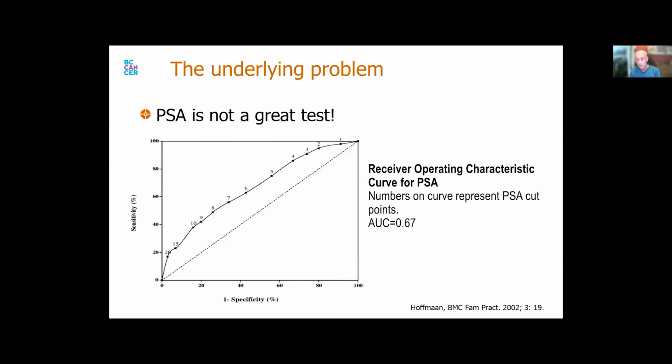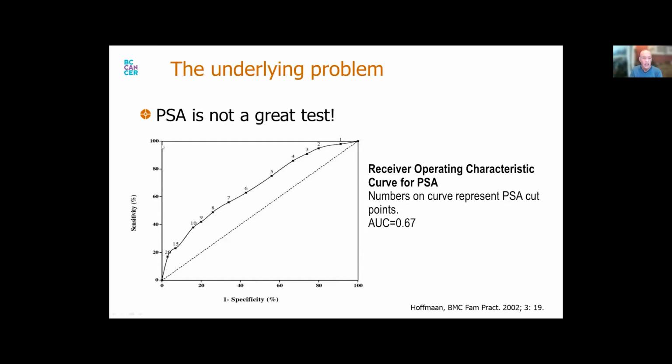So PSA, unfortunately, is not a great test. It's often called the best marker in oncology, but really that is for people who already have a diagnosis of prostate cancer. Now, last time I addressed the group, and some of you may have been present, I showed this curve, and I just want to go over it again because it is very helpful to me. It's called a receiver operating characteristic curve, and it's a way of graphically displaying the balance of sensitivity and specificity, which determines a good test.